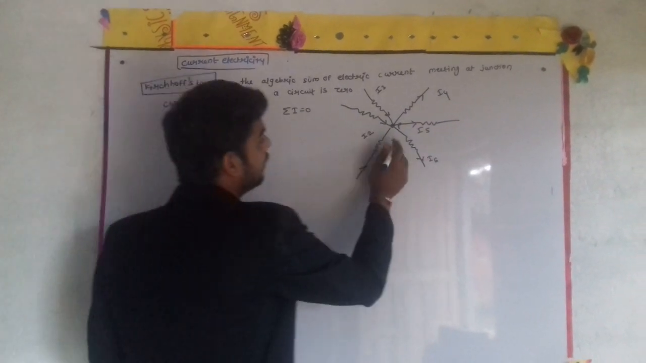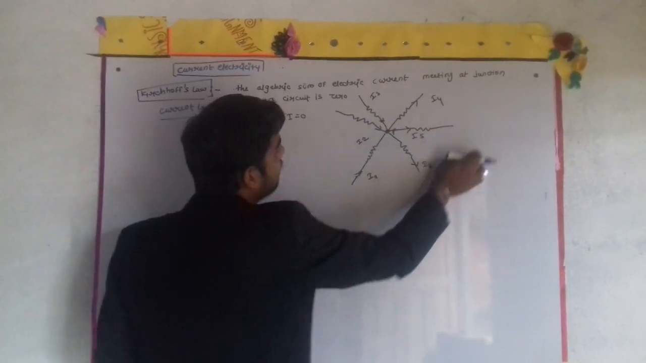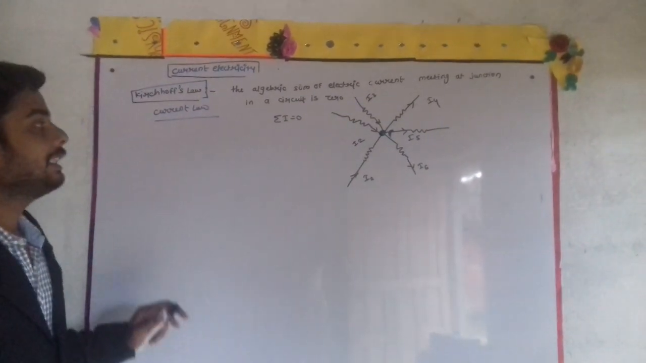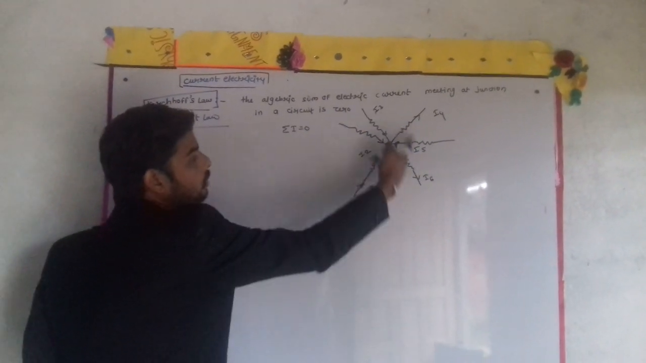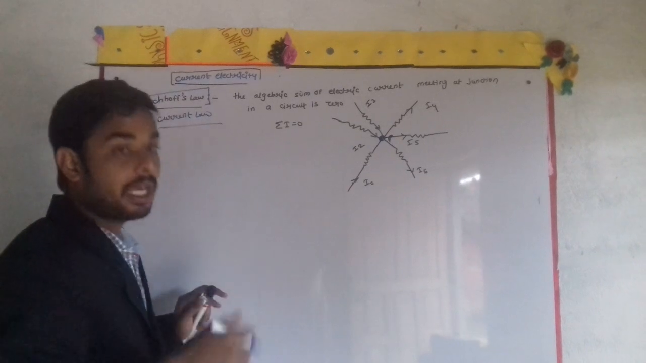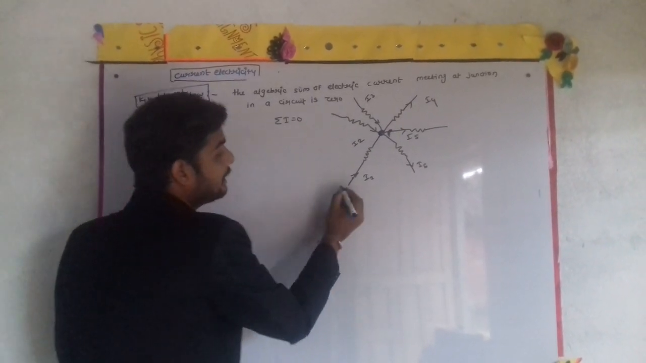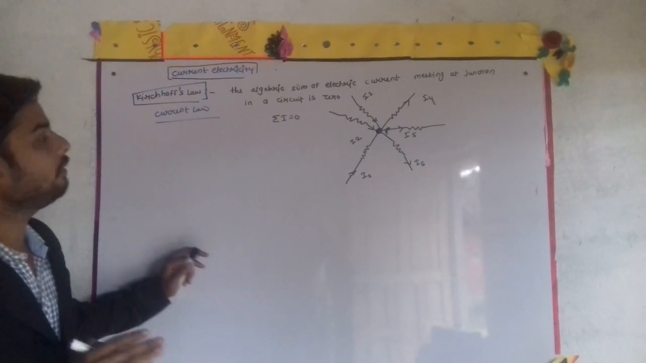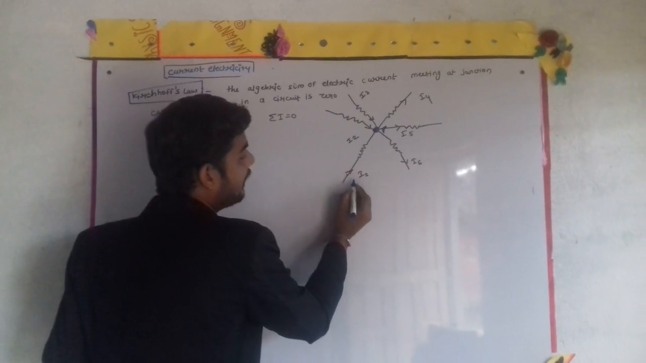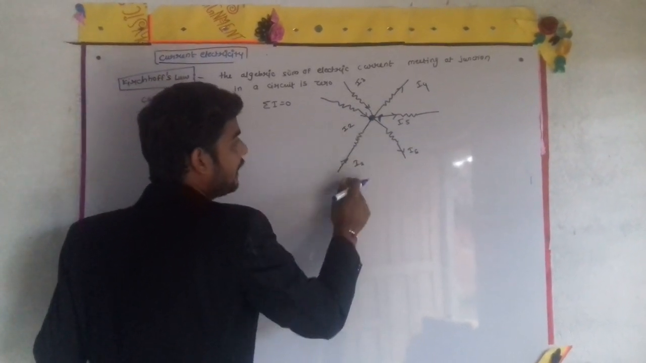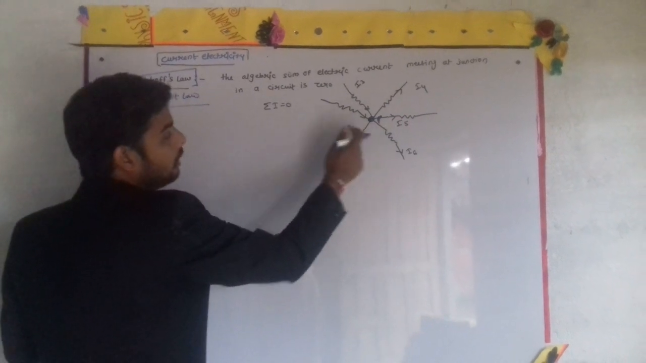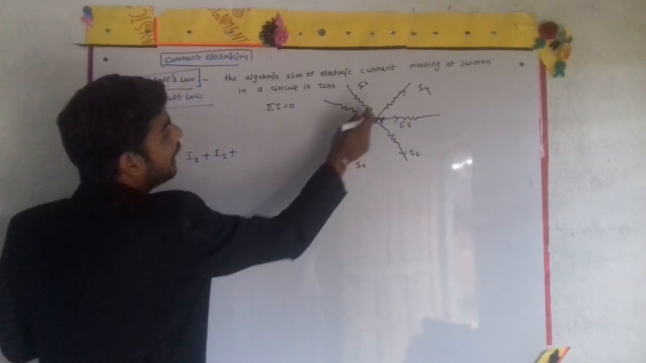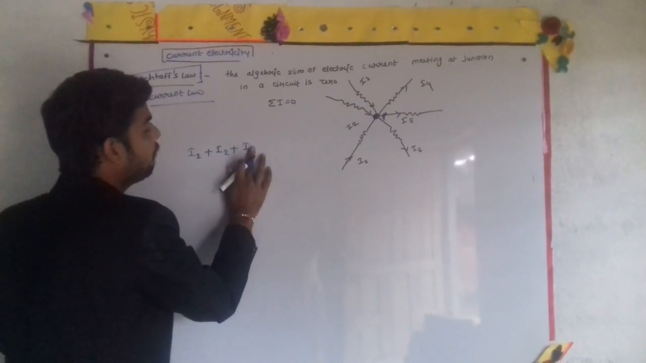Suppose that we have a circuit. Kirchhoff told that the algebraic sum of currents meeting at the junction, this junction denoted as P, is 0. Summation I equal to 0. But in this we have to remember that current coming towards the junction is taken positive and current leaving the junction is always taken negative. We can see in the diagram I1 is entering the junction and I2 also. Then I1 will be taken positive, I2 also entering, and I3 also entering. So they are taken positive.